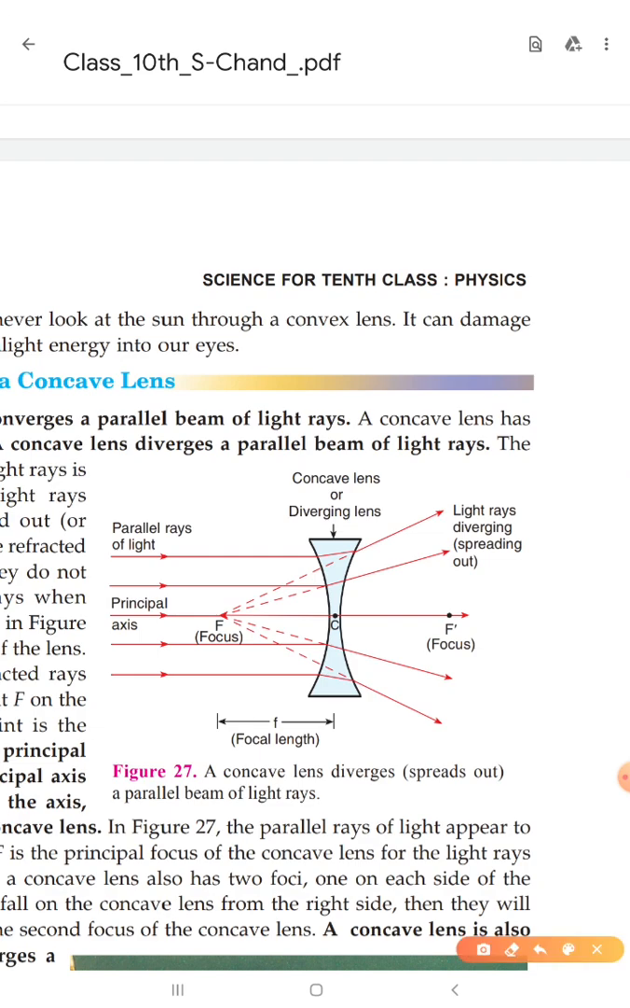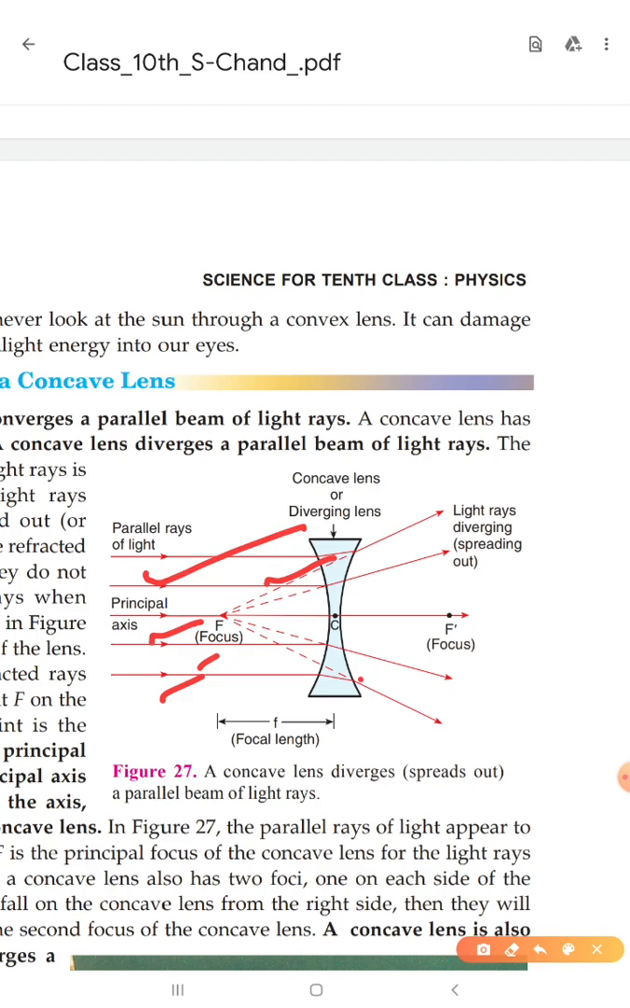Now what about the focus of this concave lens, the principal focus? Because it also shows two focuses, but we will discuss the principal focus. To find the principal focus, we will do the same thing. We will draw light rays parallel to the principal axis.